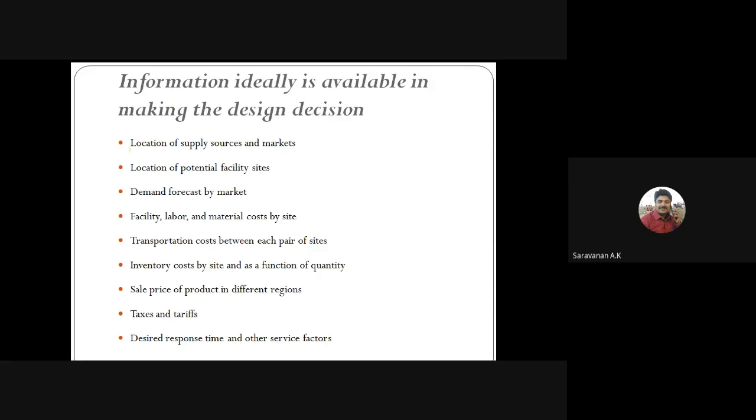First, the supply sources and the markets, right? So how the supply sources will be, and how the market will be in a particular location. Then the locations of the potential facility sites, and the demand. So we have to forecast the demand by the market, and we have to see some costs, right? The costs arise from the facility, labor, and material cost by site.